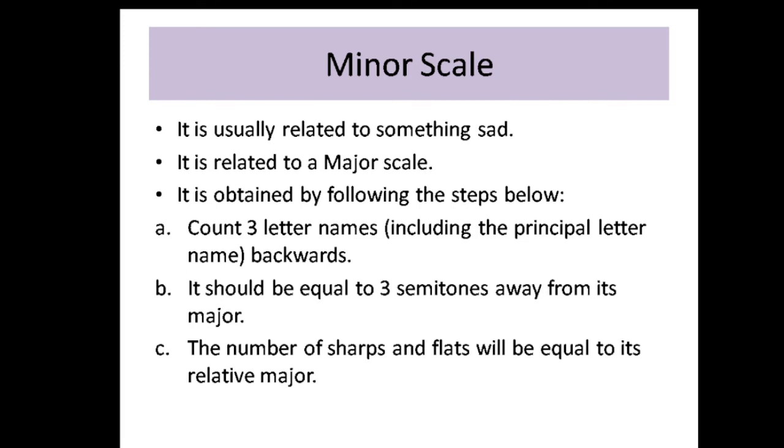The third point, number C, the number of sharps and flats will be equal to its relative major. Now what we have just said is that an A minor is related to a C major. So we know that an A minor is related to a C major, and C major does not have any sharps and flats. So A minor will also not have any sharps and flats.